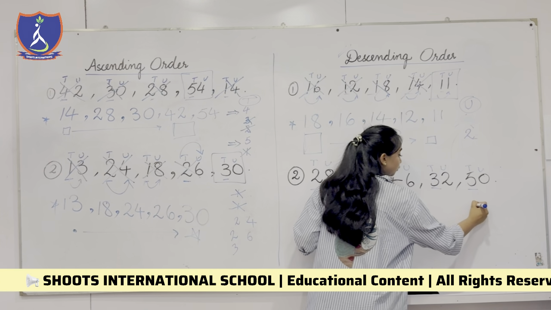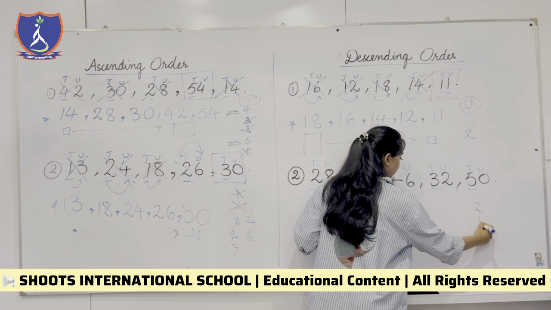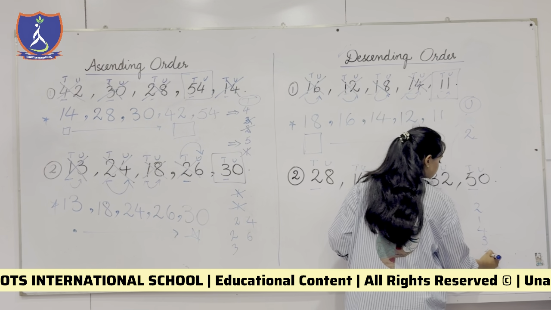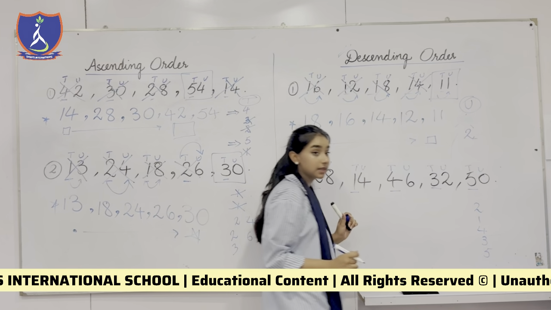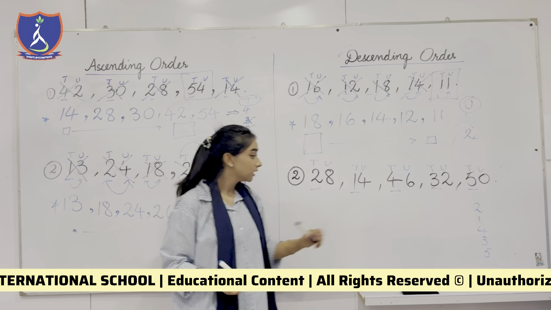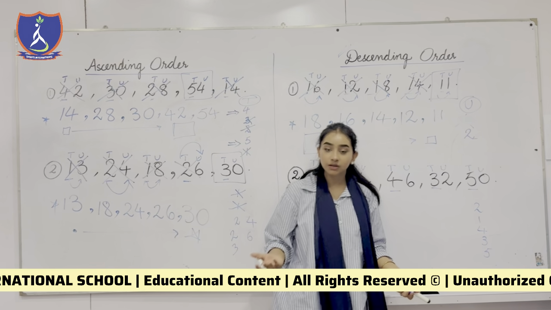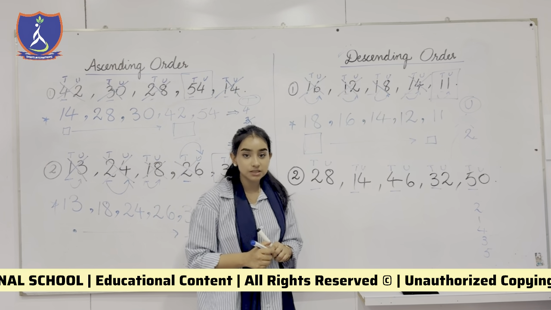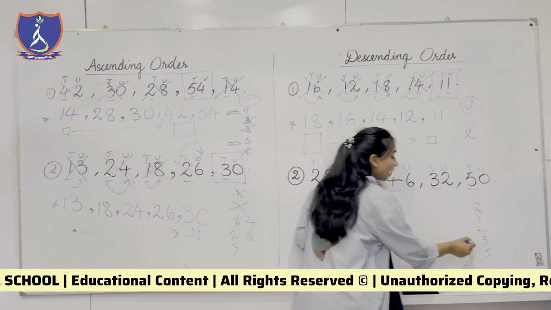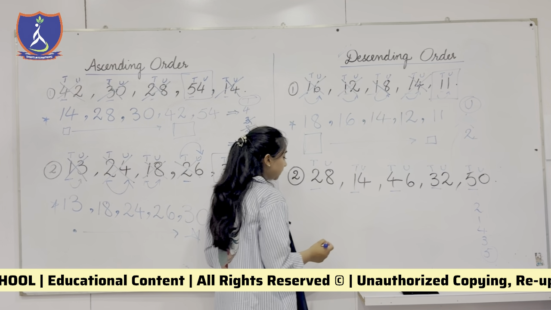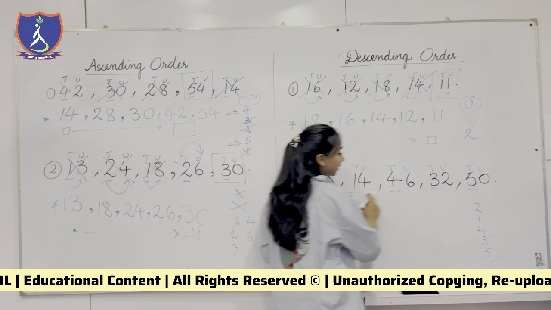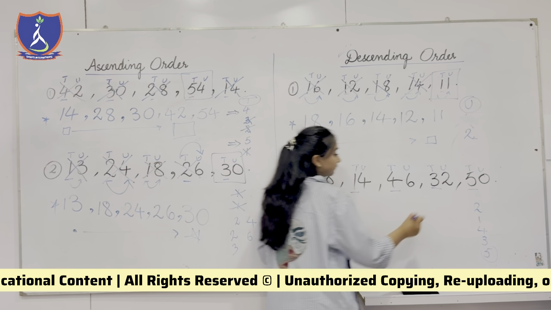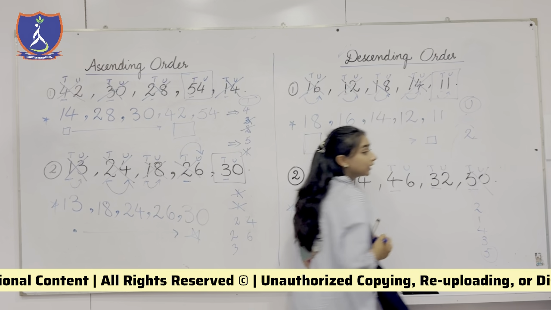We have the tens of 2 and then 1 and then 4 and then 3 and then 5. These are the tens that we have right now. Correct? Now in these tens, find the greatest tens. What do you think? Which one is the greatest number? Number 5 is the greatest one. That means our first number would be 50. And 50 would be out of the game.